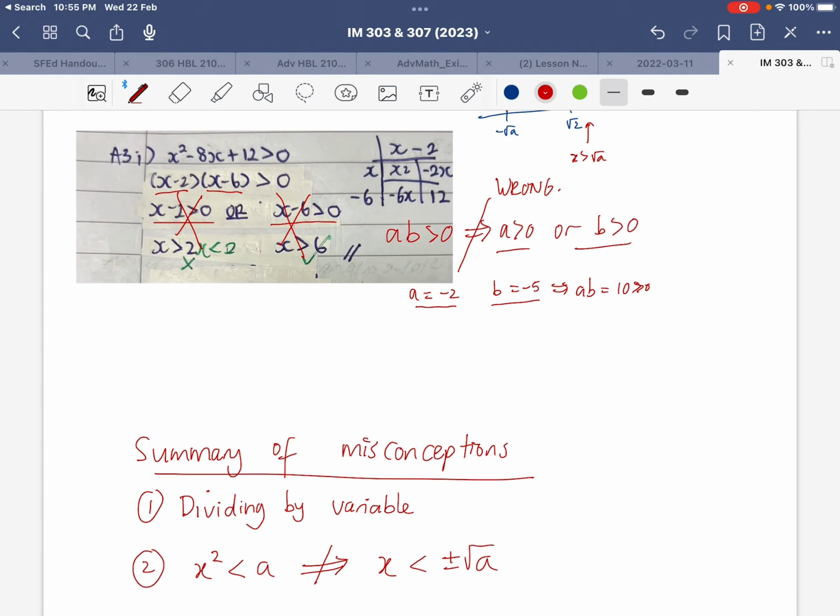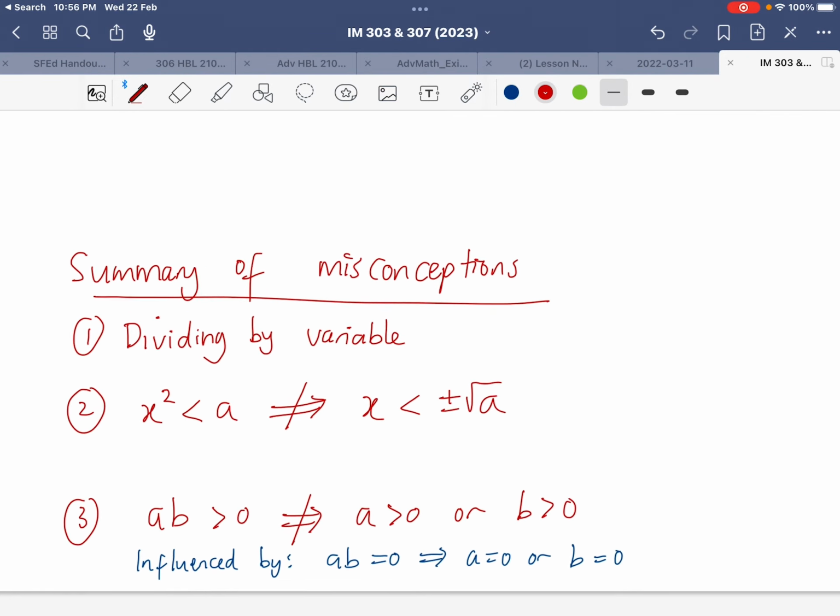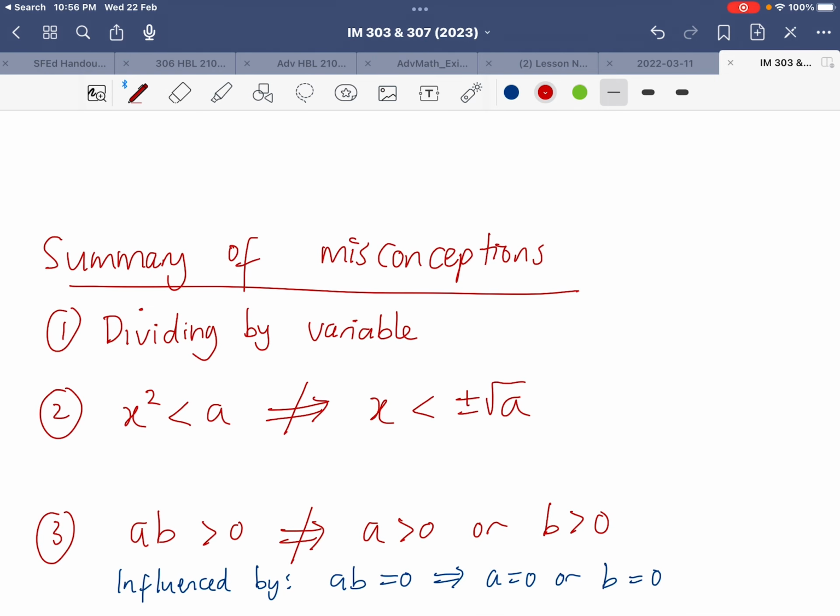So in summary, there are three misconceptions that I discussed just now. The first one is dividing by a variable. The second one, thinking that x squared less than a implies x will be less than plus or minus square root of a. This one is a big no. And the third misconception, if I have AB greater than 0, it doesn't mean A is bigger than 0 or B is bigger than 0.